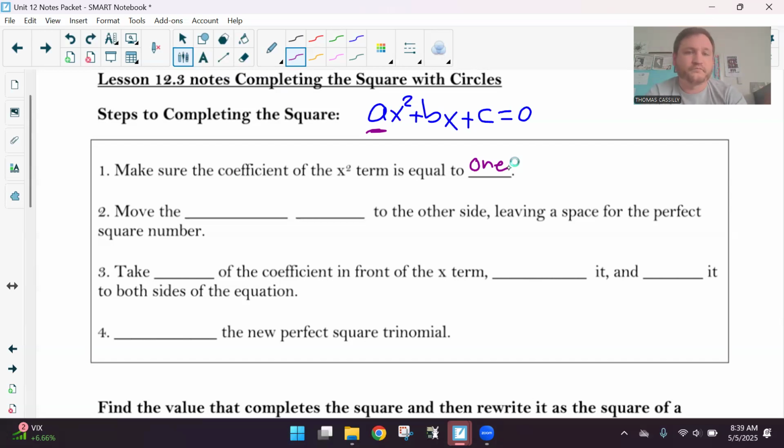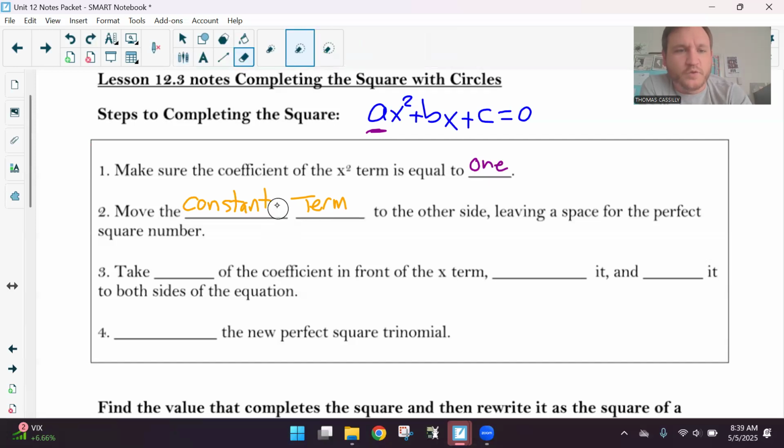Now, step number 2, after we make sure that the a value is equal to 1, we have to move the constant term to the other side of the equation. This is kind of counterintuitive because every time we factor, we want this thing to be equal to 0, not in this case. We want to take that c value, the constant, and put it on the other side of the equation. So this guy right here, move it over.